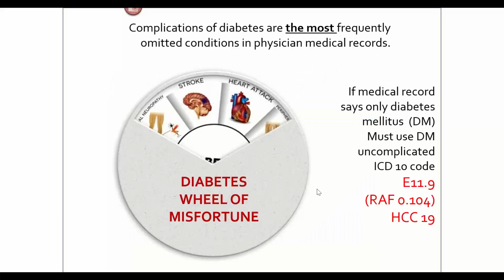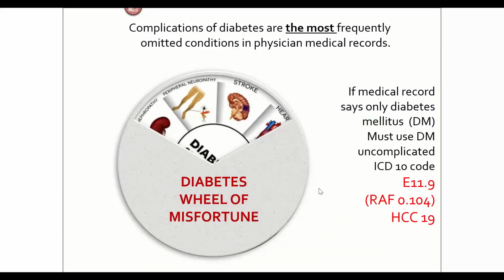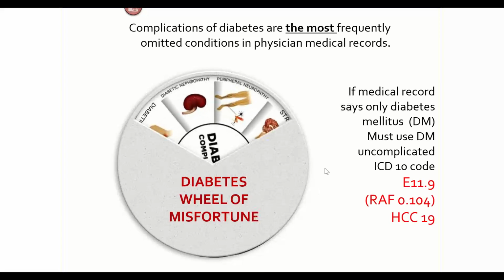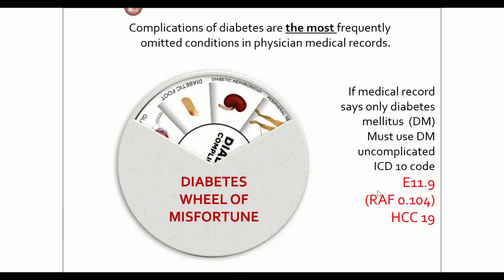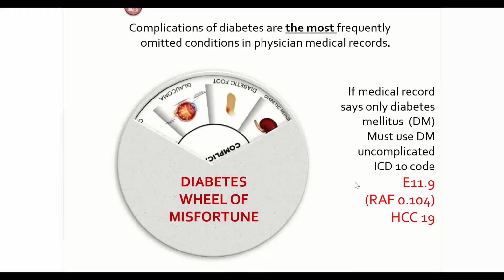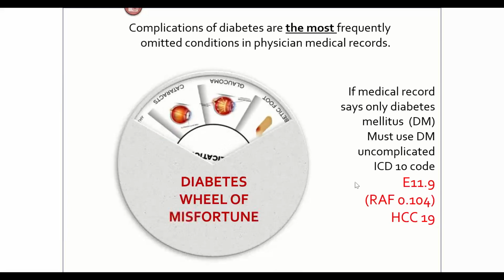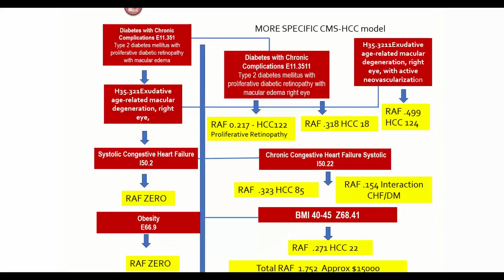So remember, there are a lot of different things that can be manifested by diabetes, but if the medical record says only diabetes, then you have to use uncomplicated. In the CMS system, that RAF is going to be a third of what the other RAF is. So why did this code as 0? Well, it wasn't specific enough. Even though you went out to 3 digits, you have to use 4 with this. Why? Because you have to document the 4th digit, 1 being right eye, 2 being left eye, 3 being both eyes.